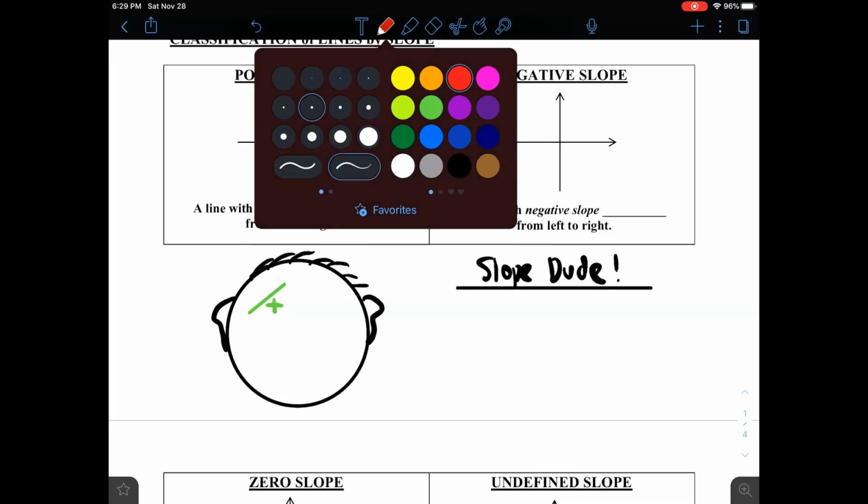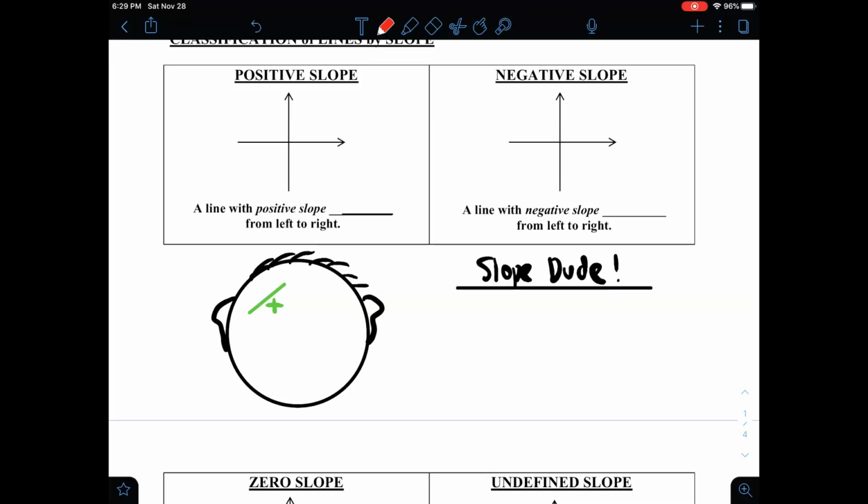All right. Then we have his other eyebrow, which is going to be going down from left to right, which is going to be a negative slope. That's his other eye. That's really bad. Kind of hard to draw in here, but you get the idea. So going up from left to right is a positive slope. Going down from left to right is a negative slope.